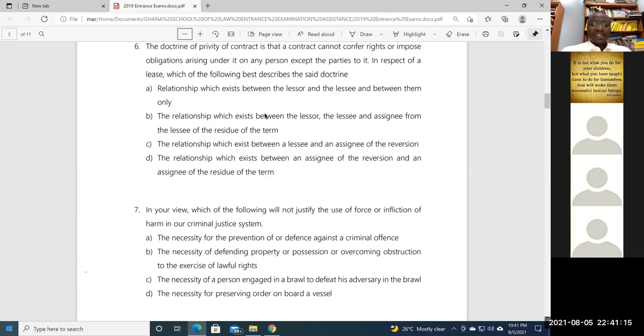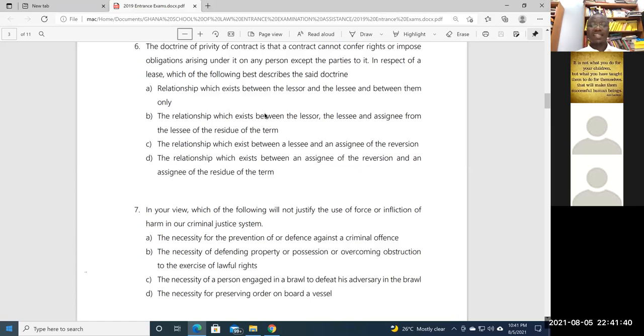And then let's talk about the assignee of the residue of the term. Assignee of the residue of the term will apply to the lessee having been given 50 years and maybe having spent 10 years, is left with 40 years. So the 40 years is the residue of the term of the lease. And he can decide to assign that. To assign that means that he's transferring the entire remaining 40 years to C.